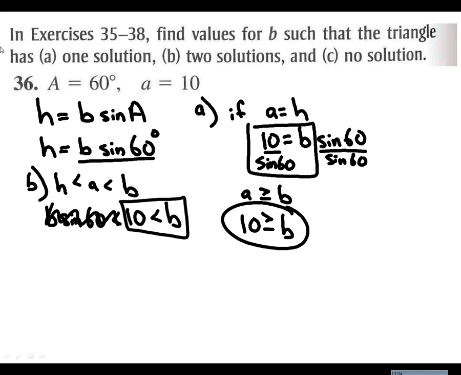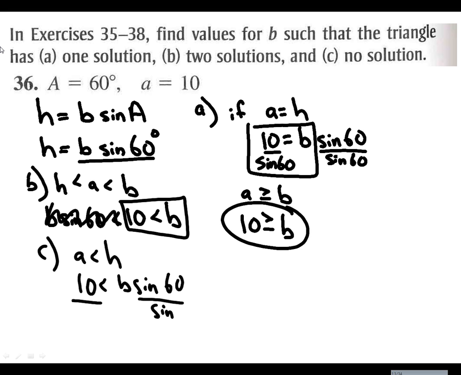All right, last part here, C for no solution. You get no solutions if a is less than h. a is 10, h is b sine 60. We'll divide both sides by sine 60, and you'll get no solutions if b is greater than 10 over sine 60.